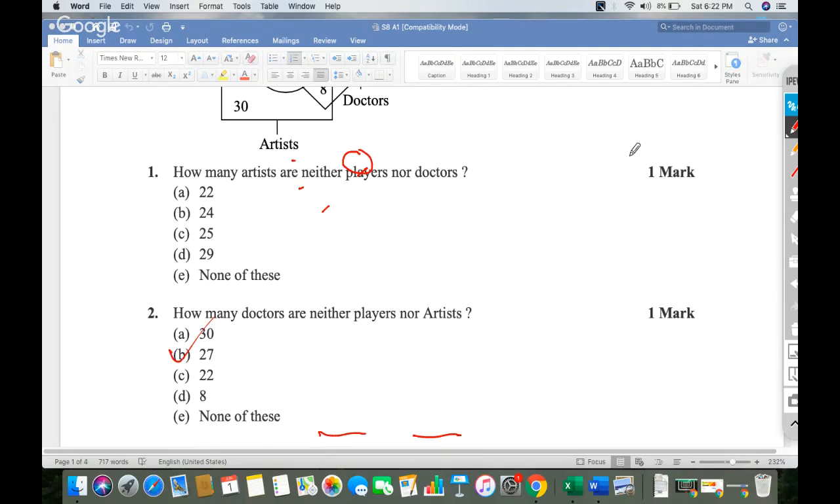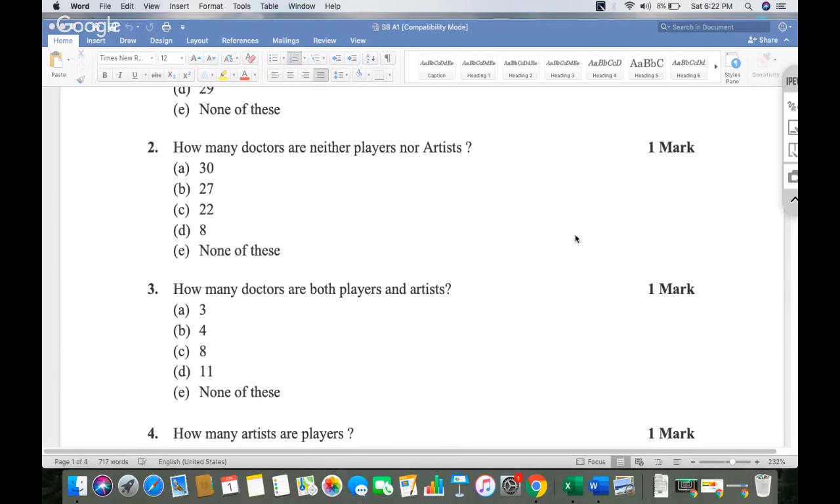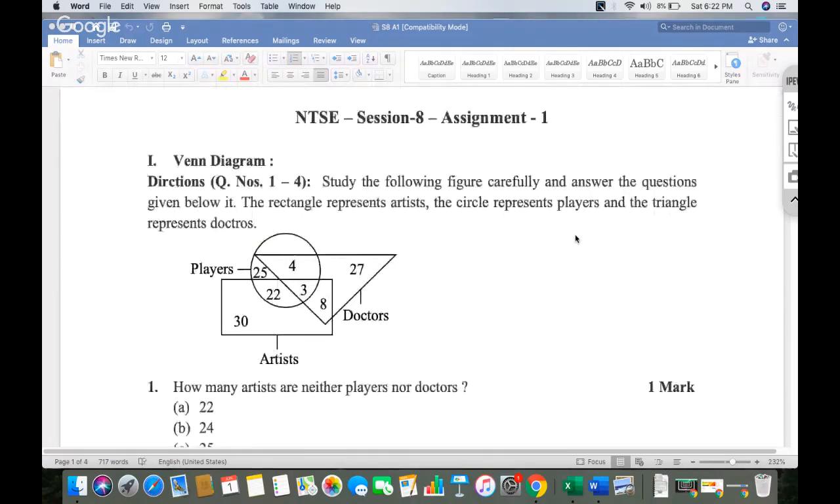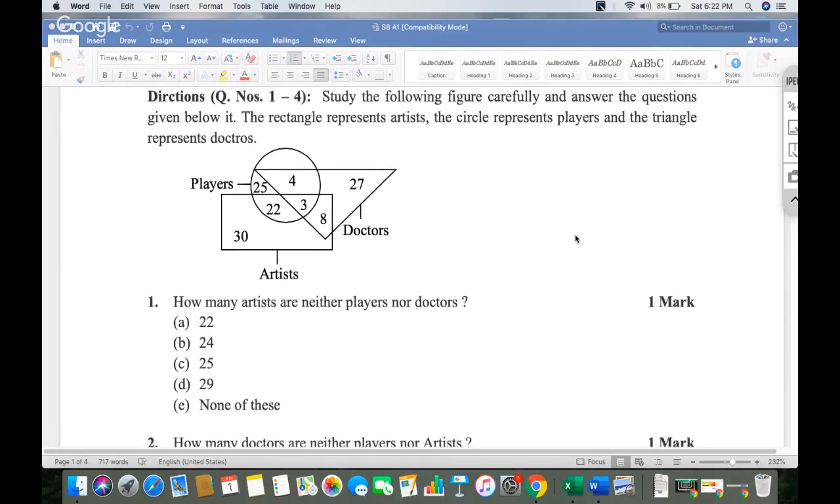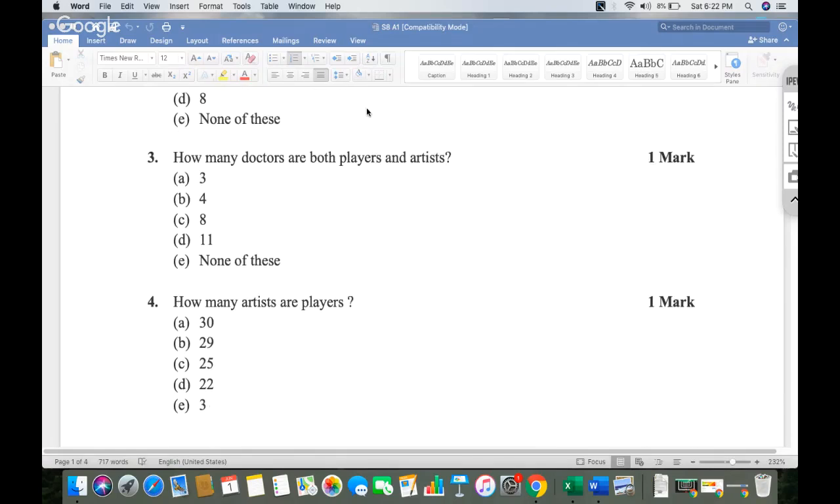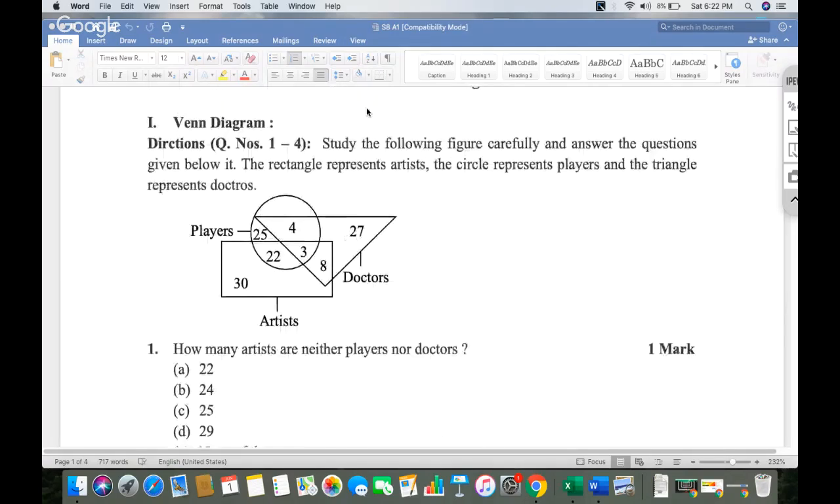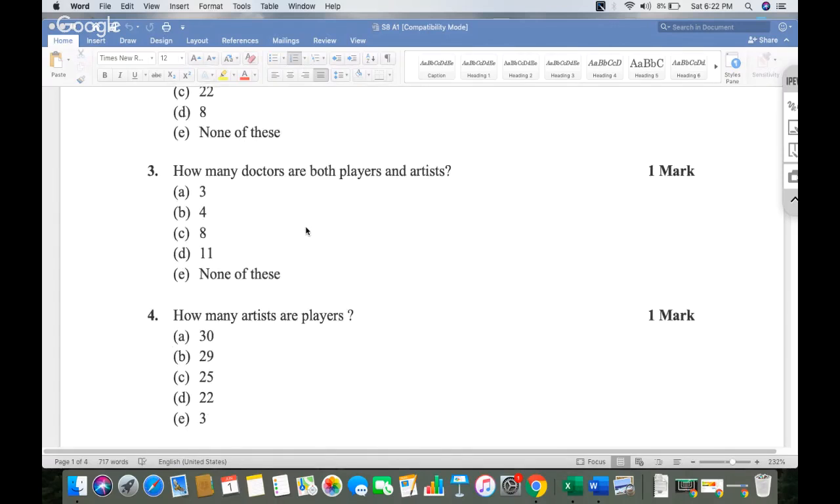Now the third question is, how many doctors are both players and artists? It means that I have to find out which is common to all three of them. Common to all three of them, if you look at here, the answer is 3. So option A is there. Question number 4, how many artists are players? It means that I am asking for artists who are players. So artists who are players are 22 plus 3, 25. So for question number 4, the answer would be C, 25.